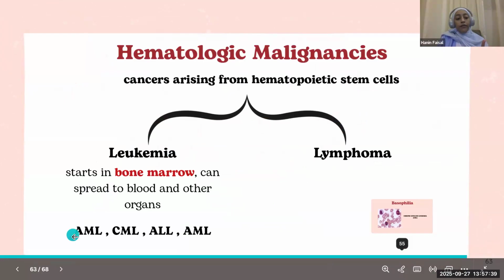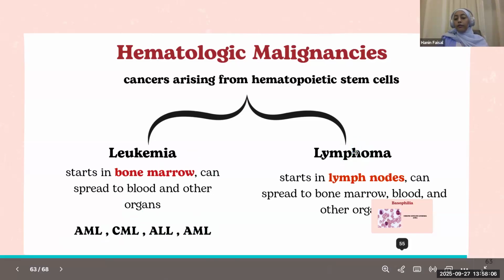And there are different types. You're going to have acute myeloid leukemia. Myeloid, because it's from the myeloid progenitor cell. Remember in the first slide when we talked about stem cells and we differentiated them into myeloid and lymphoid? That's where this is coming from. So you have acute myeloid leukemia, chronic myeloid leukemia, and acute lymphoid leukemia, which is from the lymphoid progenitors. A is for acute, C is for chronic.